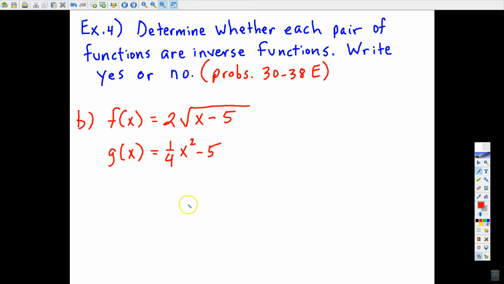Okay, so real fast, let me show you a counter example. How do you know when they're not? Well, it really doesn't matter how you start. Let's just, again, do f of g of x. Take the g function and put it in for x in the f function.